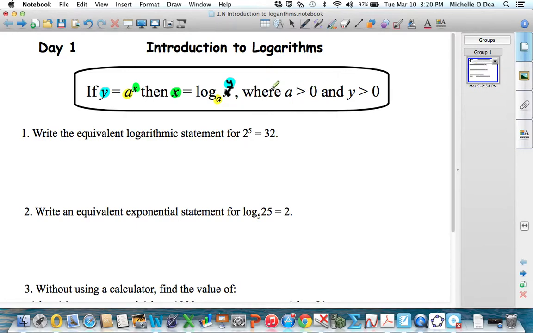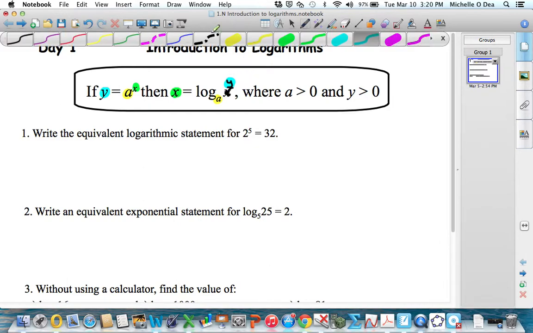And it's important to remember that the a and y always have to be positive, because when we have an exponential, we always get a positive answer. And so when we take the log of that number y, y has to be positive, and the base has to be positive. So let's practice this. And that's all we're doing in this first podcast, is practicing writing exponentials as logs and logs as exponentials.